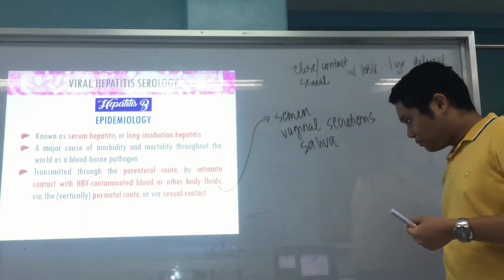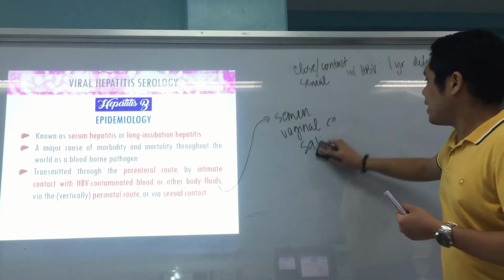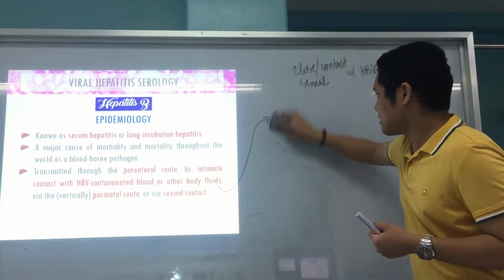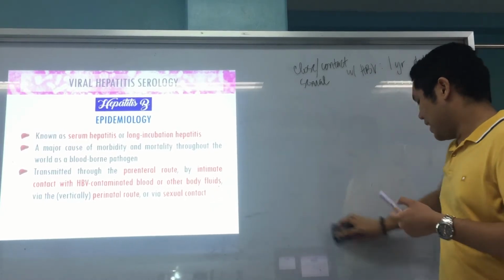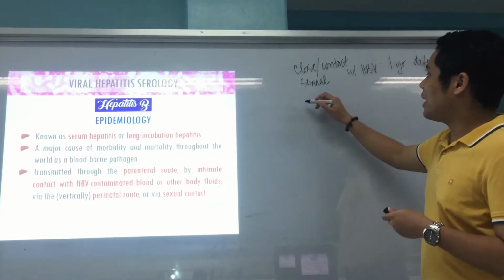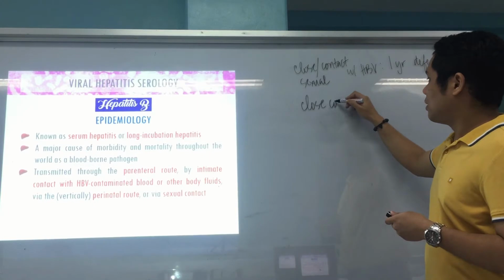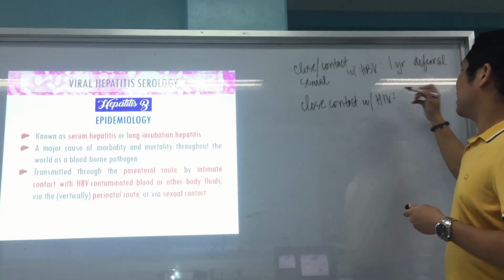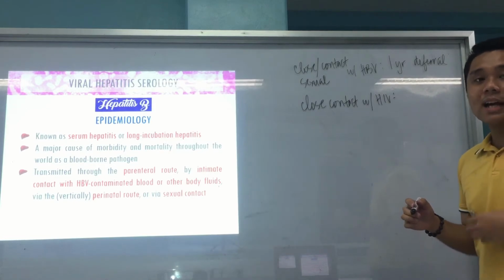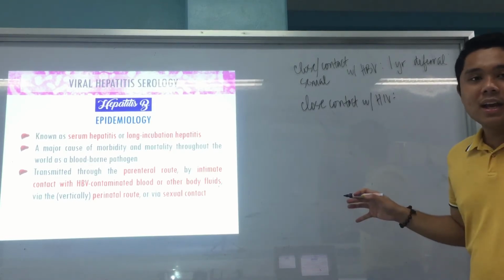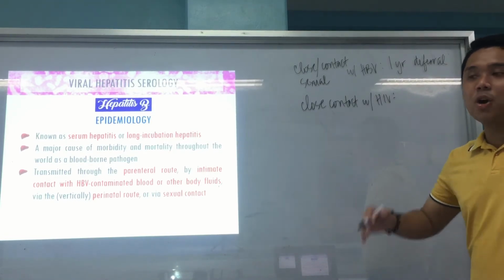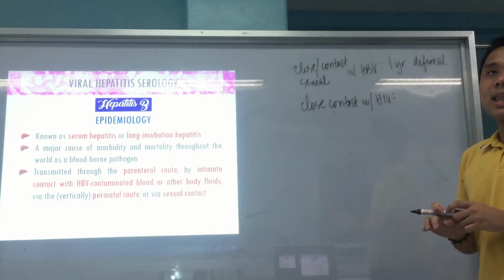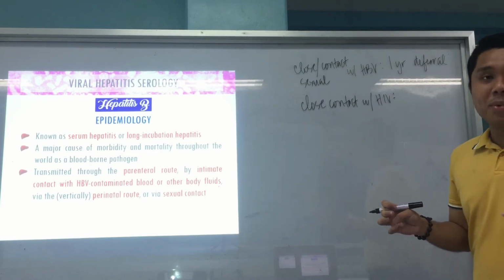But let's say, close contact, or you are living with a person with HIV. What is the deferral for that? Close contact only, no sexual intercourse, whatever. Close contact only, you are really living with a person that is living with HIV.